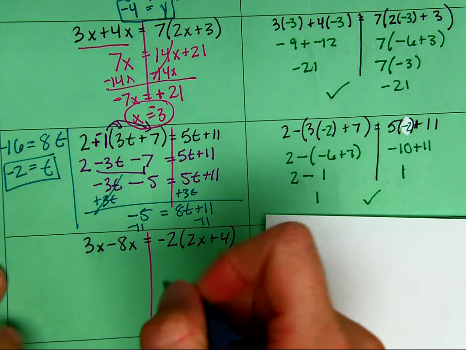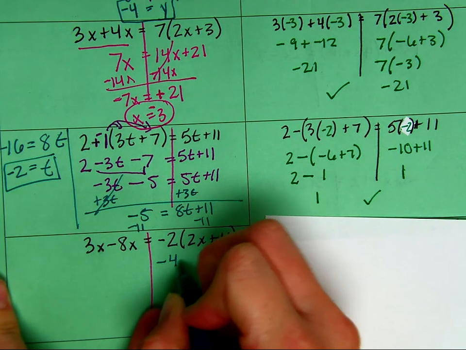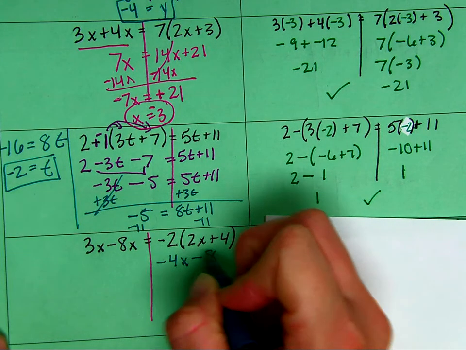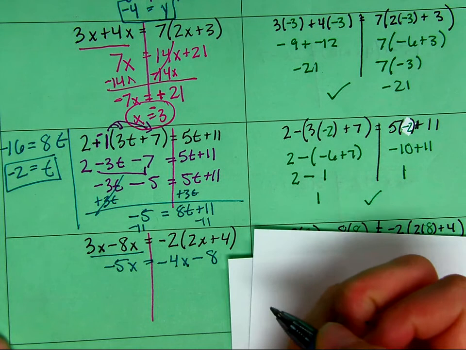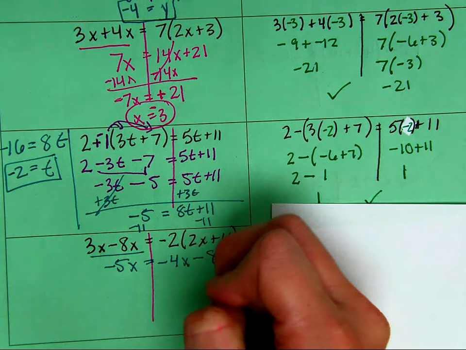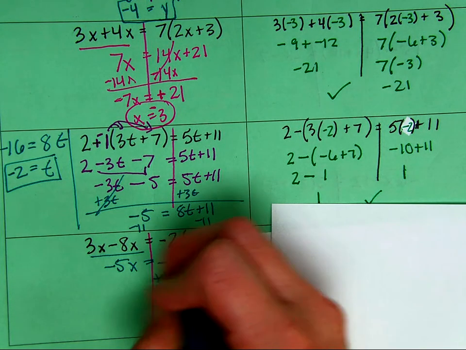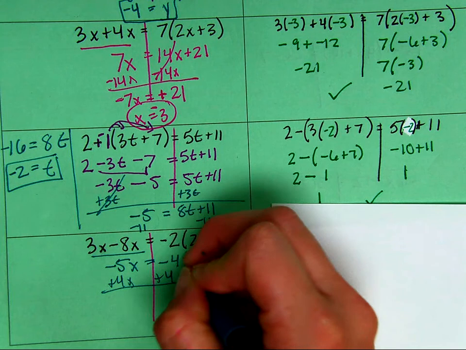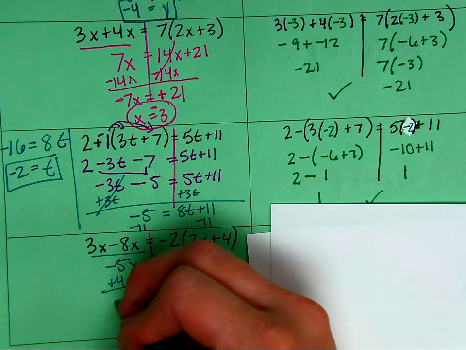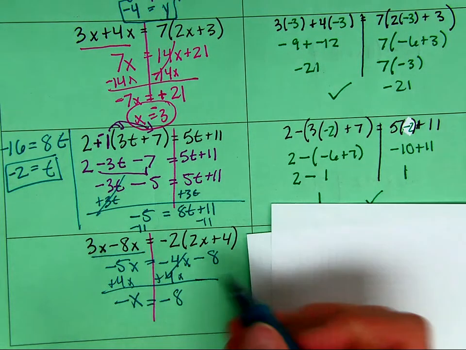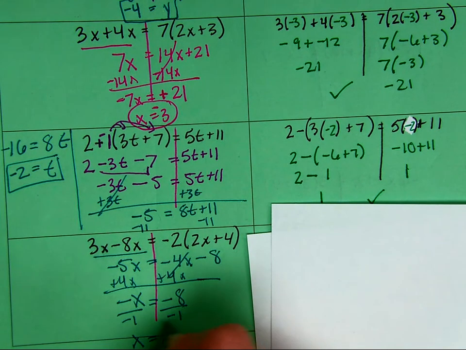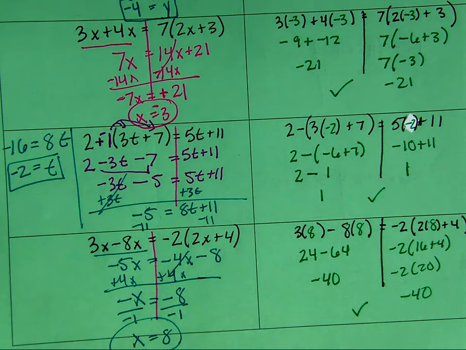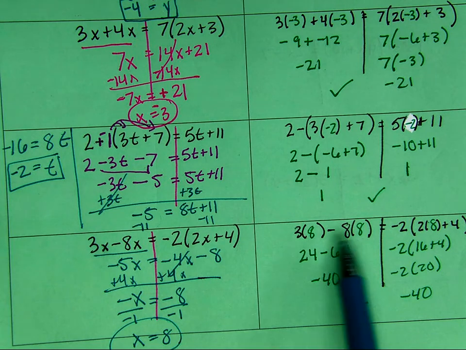So this becomes negative 4x minus 8. And then I'm going to combine those right now. That makes a negative 5x. So plus my 4x. Negative 8 is equal to a negative x. Okay, so remember we don't want a negative x, so last step's to divide by negative 1. To find that x is positive 8. Okay, and that works when I plug it in for x. 3 spots for you to plug it in for x in that one.